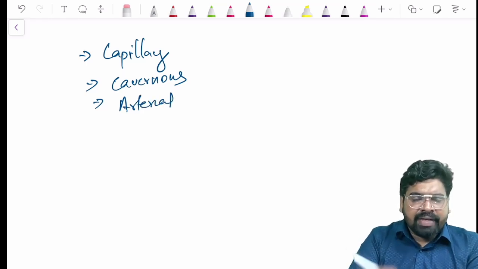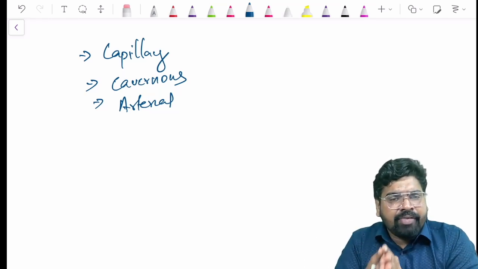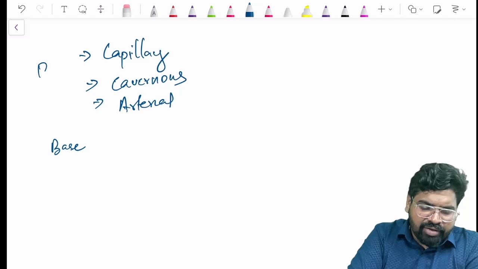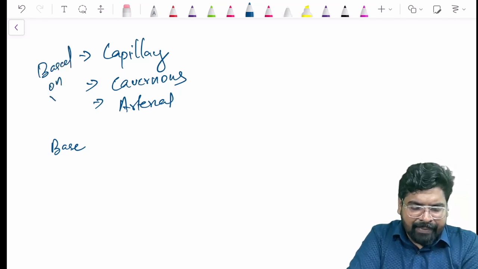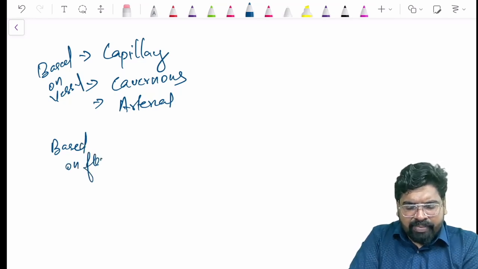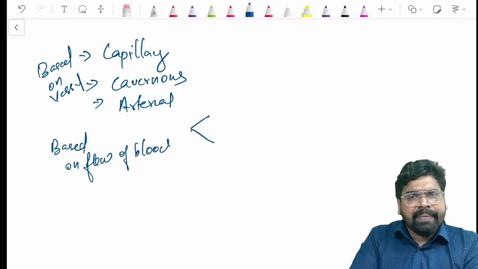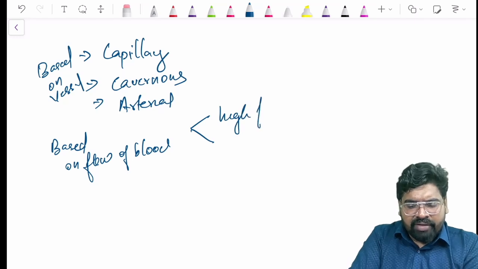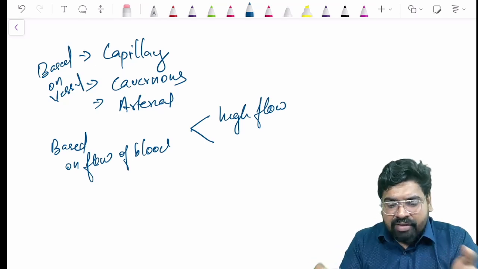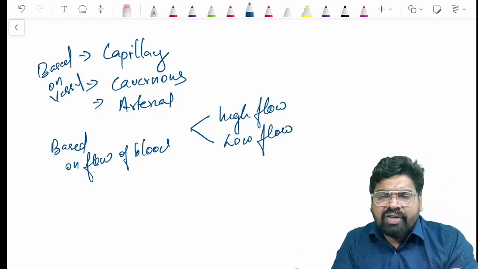Okay, and the same applies for your vascular malformation. Venous malformation, arterial malformation. Based on the vessel involved, and based on the flow of blood in it, there are two types: high flow and low flow. It means based on the flow, how much amount of blood. If it is larger, then it's high flow, and if it is smaller, it is low flow. The same applies for your vascular malformation also.